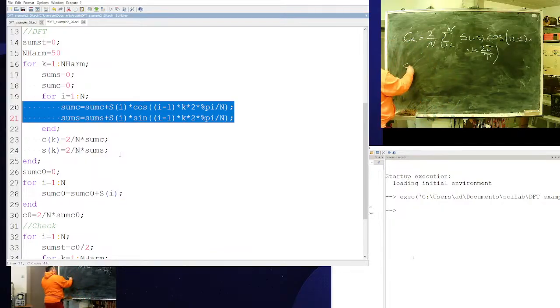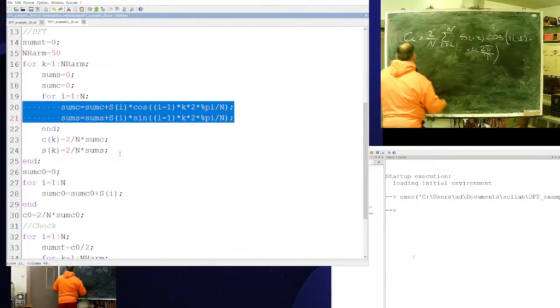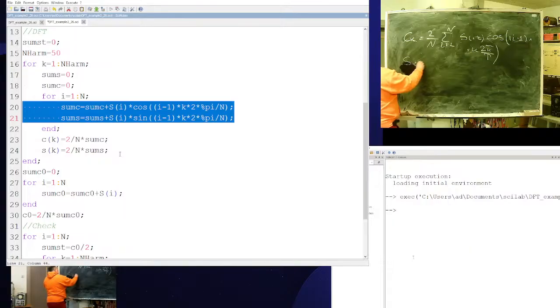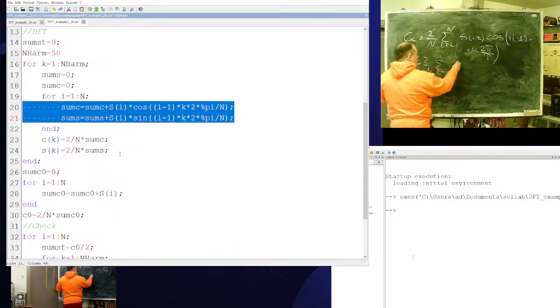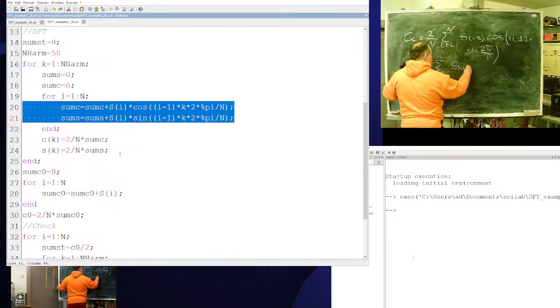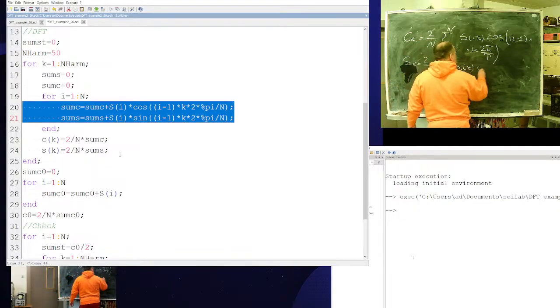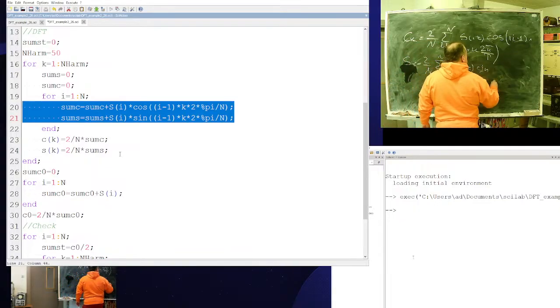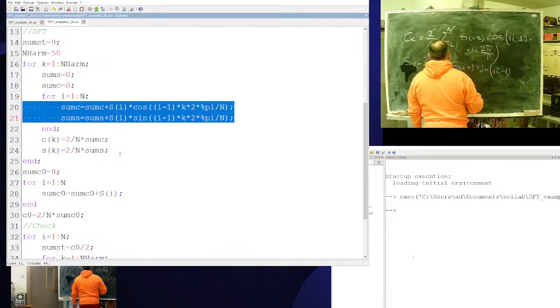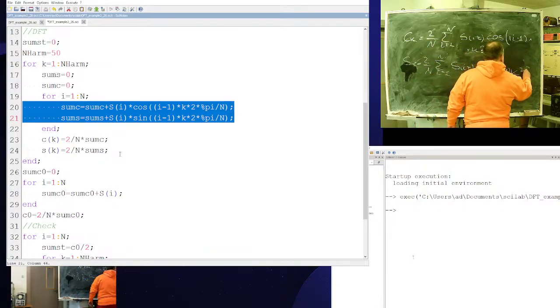For sine, that's right, 2 divided by n, sum i starting from 1 to the number of points, values of signal multiplied by sine of (i minus 1) multiplied by k double pi divided by number of points.